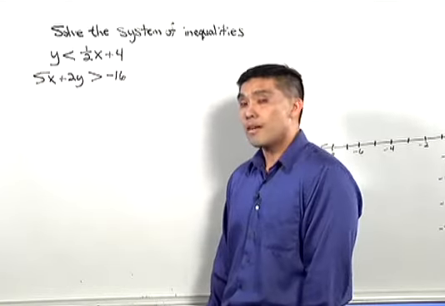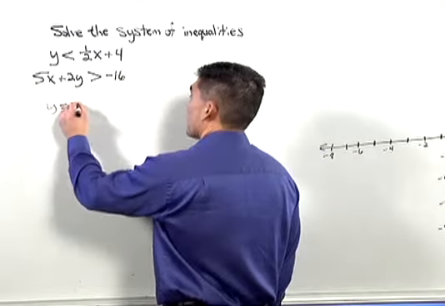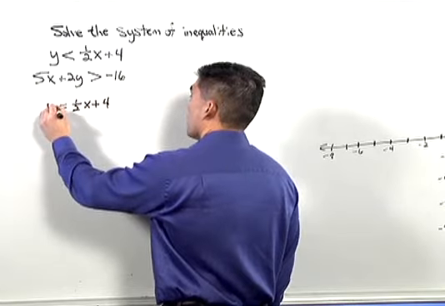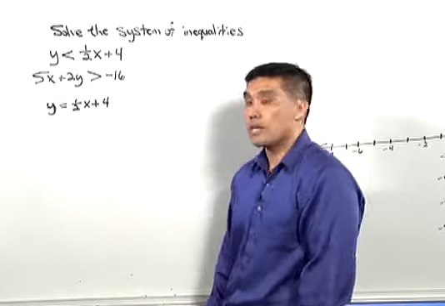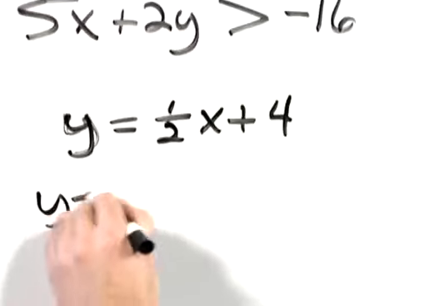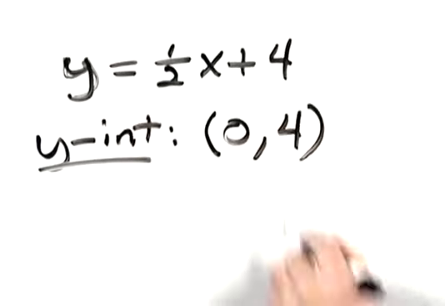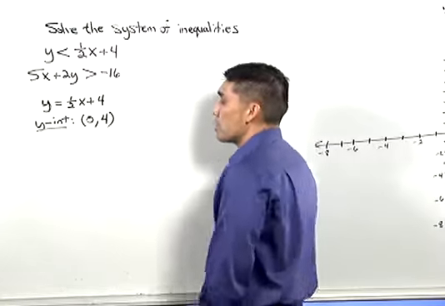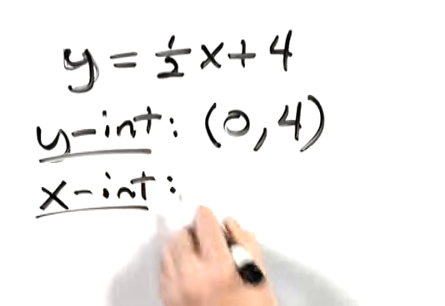The first step is to graph this as if it were an equal sign. y equals 1/2 x plus 4. Since this is in the form y equals mx plus b, we already know the y-intercept to be 0, 4, since the b value is 4. To find the x-intercept, we can let y equal 0 and solve for x.